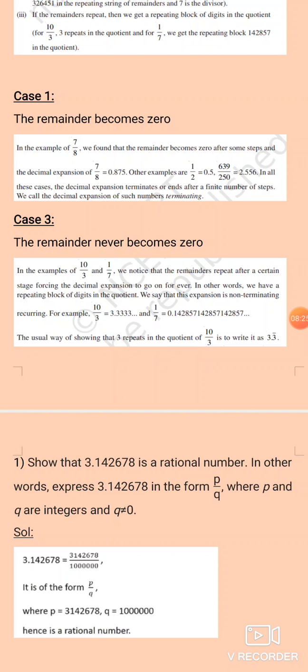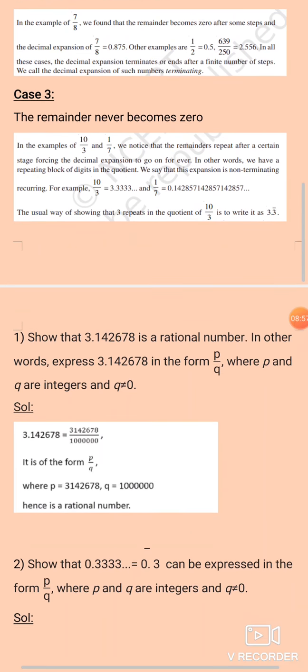So rational numbers are of two types. One is terminating. A terminating rational number example is this one. Now the second one is non-terminating and repeating. Terminating means it ends or stops. Non-terminating repeating means, for example, 3.333 etc., and the next one, 0.142857 etc. So that is non-terminating repeating.